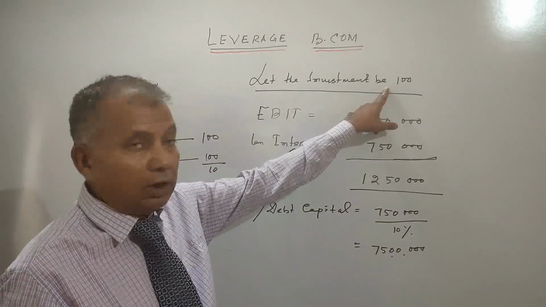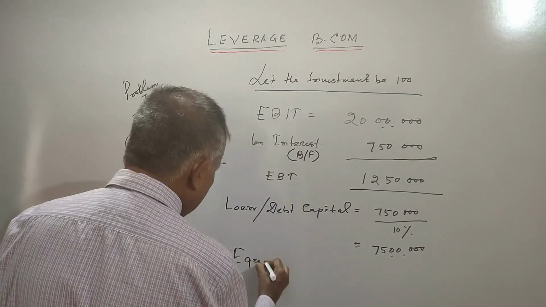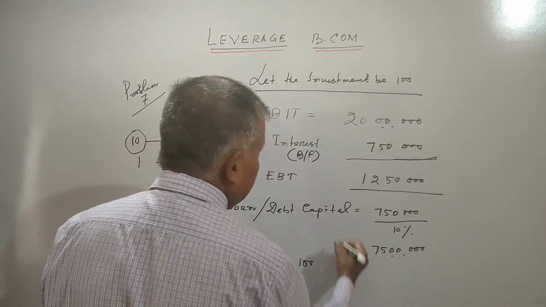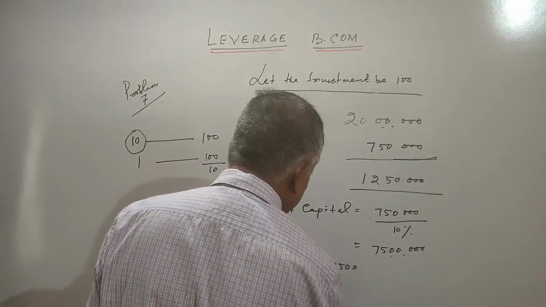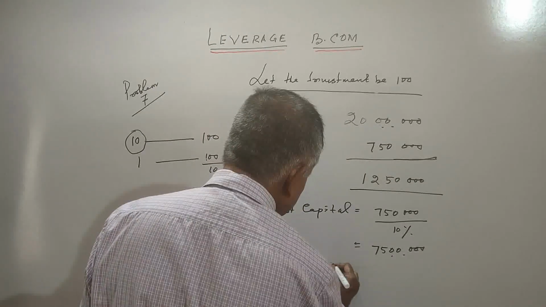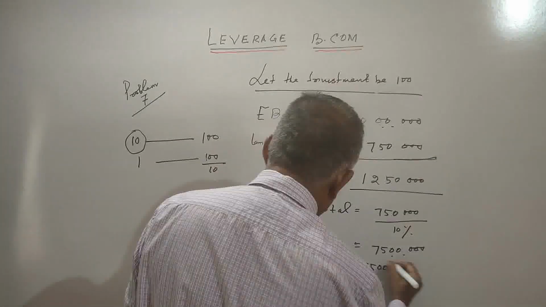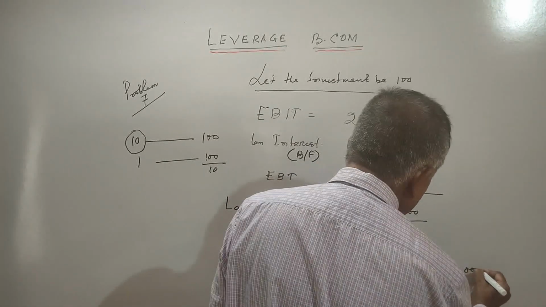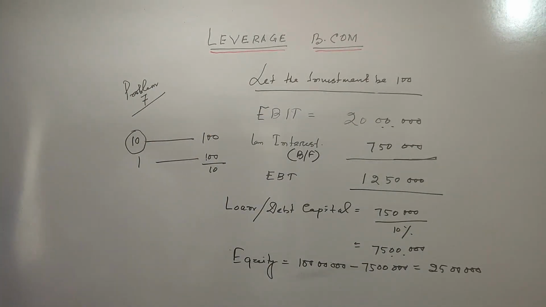If 100 lakh is your investment, then how much is my equity? Equity is equal to 100 lakh is the total investment, and out of that debt capital is 75 lakh. Debt capital 75 lakh. So equity is equal to 25 lakh. So equity capital is 25 lakh.